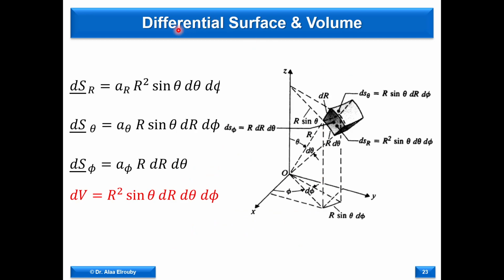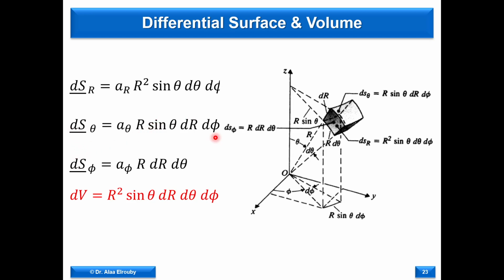If we are to express a differential surface, the surface along R is the part of the sphere going out. The unit vector is normal to the surface in the outward direction, and the area equals the lengths of the two edges multiplied by one another. One edge is R d theta, and the other edge is the curve R sine theta d phi. So it's R sine theta d phi multiplied by R d theta, which is R squared sine theta d theta d phi.